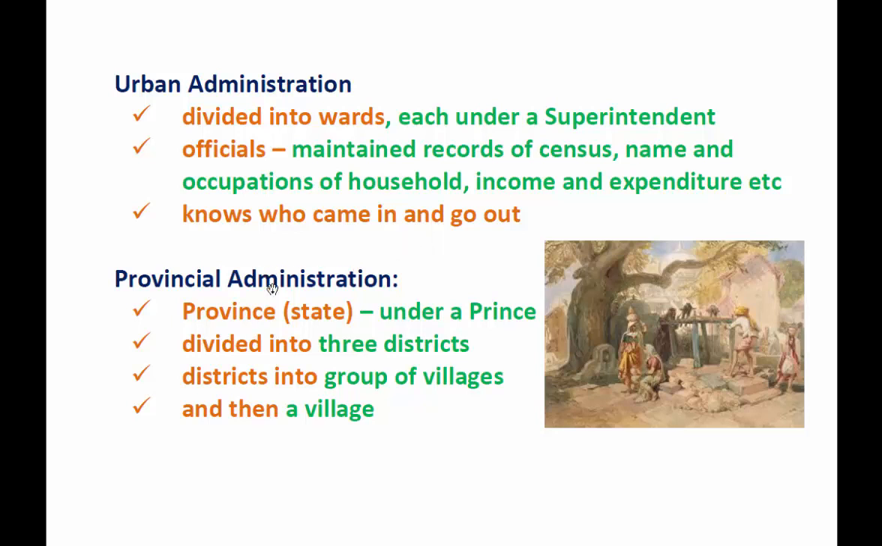In the provincial administration, province means a state. Manipur is a state. Assam is a state. Likewise, during the time of the Mauryan Empire, they had provinces, so they had a provincial administration. Let us see the provincial administration. The province, or what we call a state, was charged under a prince, so to say.